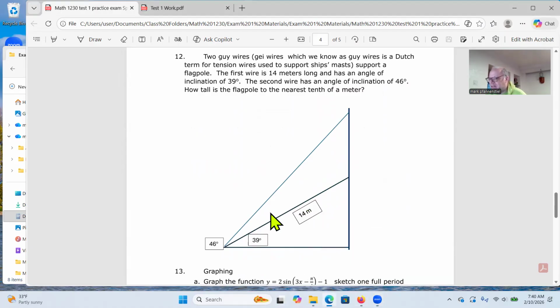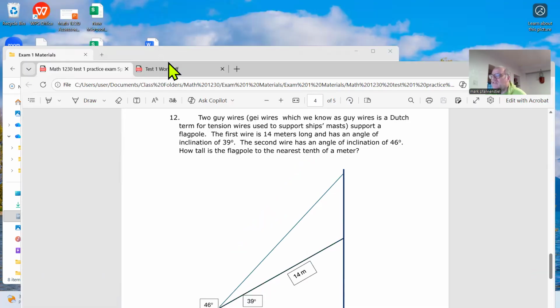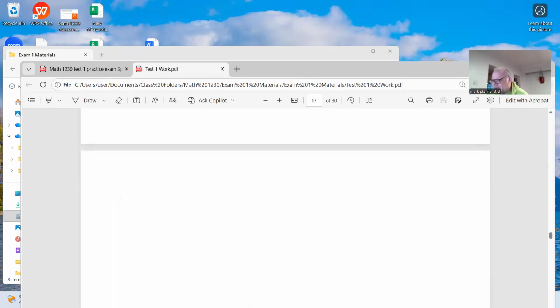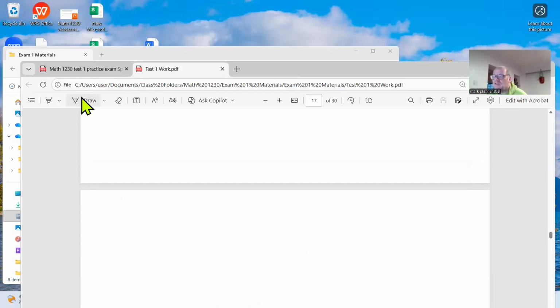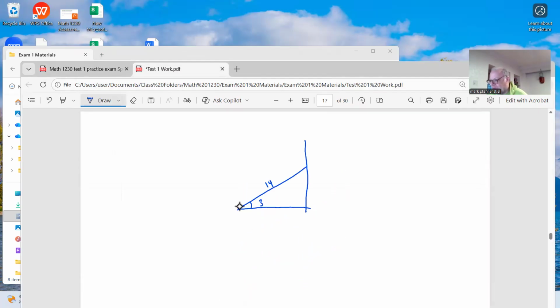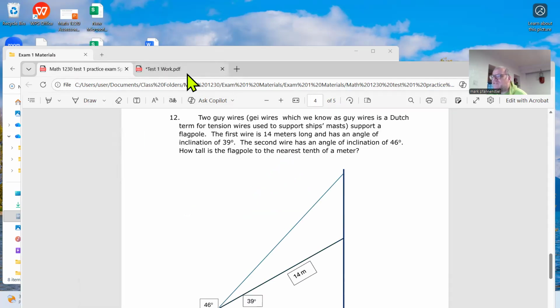Let's go ahead and draw a picture, because that's always the first thing to do. Let me turn on the pen. We're going to have our first guy wire here. I don't know how far away this thing is, it never tells us that, but we do know that this angle was 39 degrees, so we can label it down here. Then we have another one, and this whole angle here we said was going to be 46 degrees.